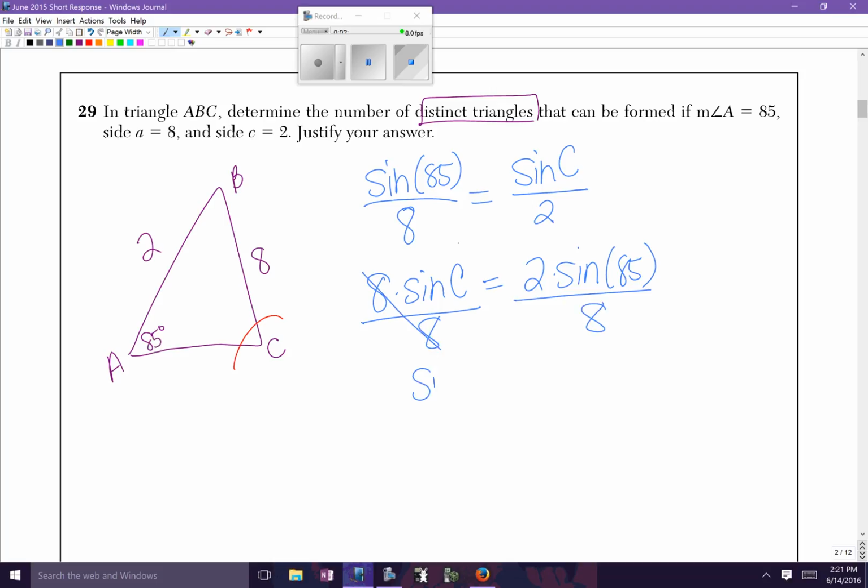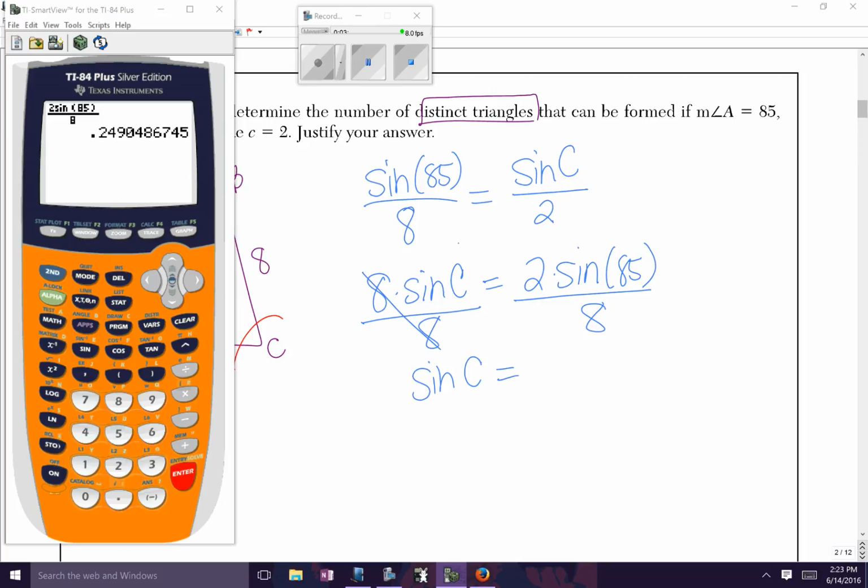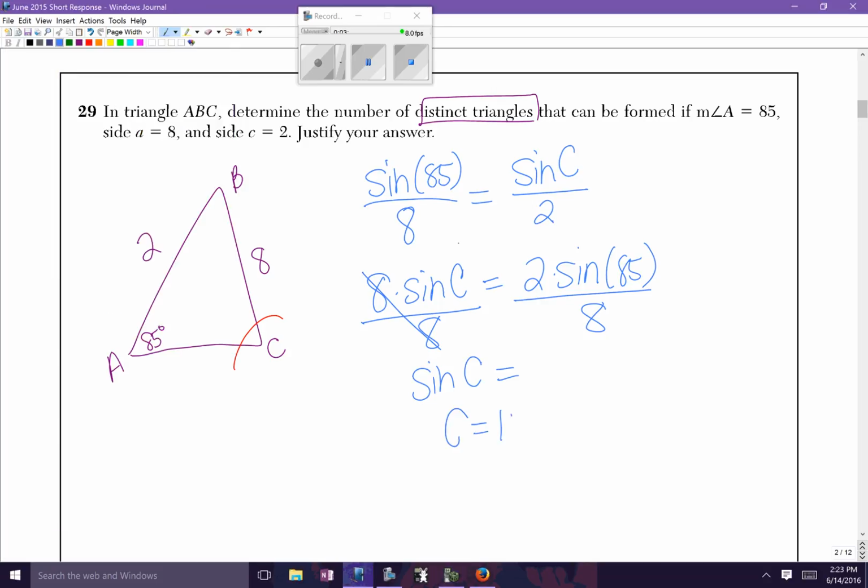Divide both sides by 8. We get sine of C equals... All right, so I'm just going to grab my calculator here. I'm going to type in alpha y equals 2 sine of 85 divided by 8, and I'm just going to hit the mode button to make sure I'm in degree mode, and hit enter. So I get a crazy decimal. Now in order to turn that decimal into a degree measurement, I'm going to hit second sine, go up and grab this. And the measurement of C, to the nearest degree, is 14 degrees. So C equals 14 degrees.